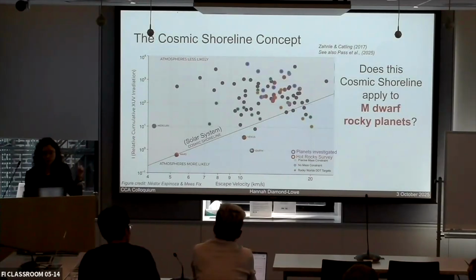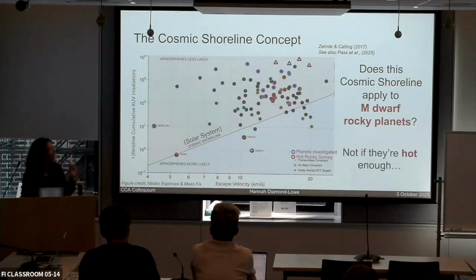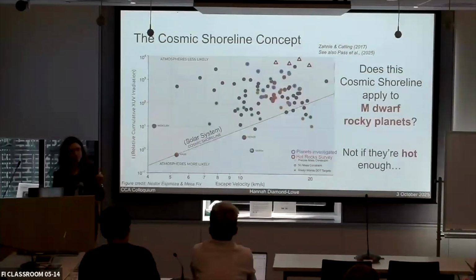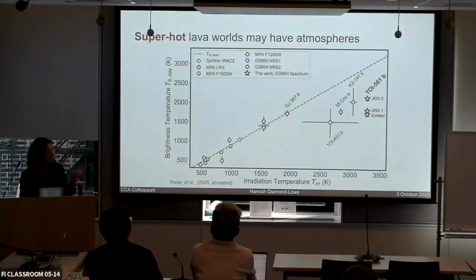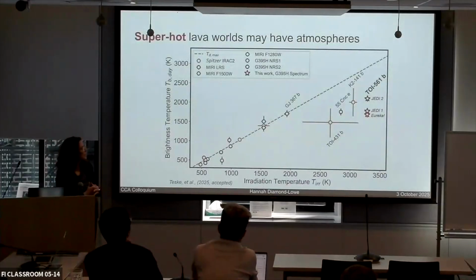But there was a really interesting paper that came out earlier this week that was really intriguing. And maybe there is a trick that if the planets are hot enough, you can start to say something about their atmospheres. This is a paper that was accepted by Joanna Teske et al.